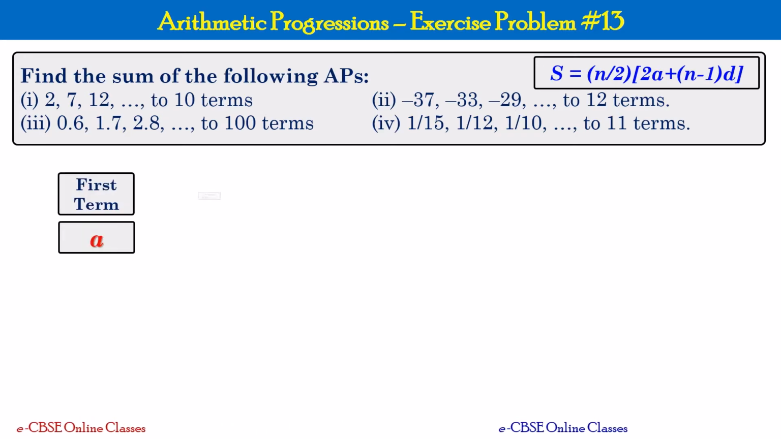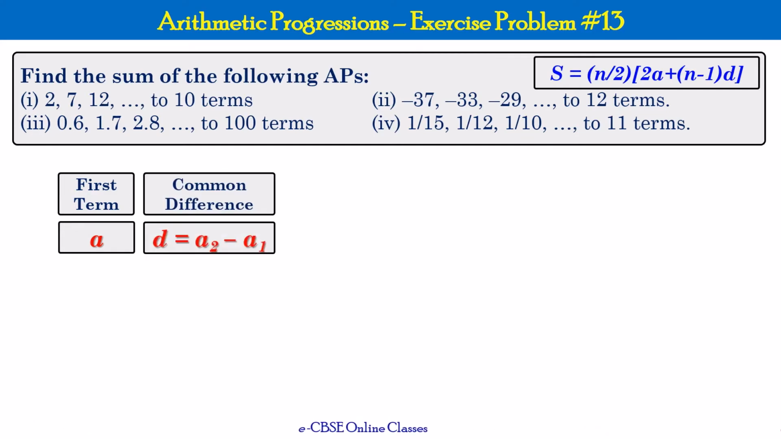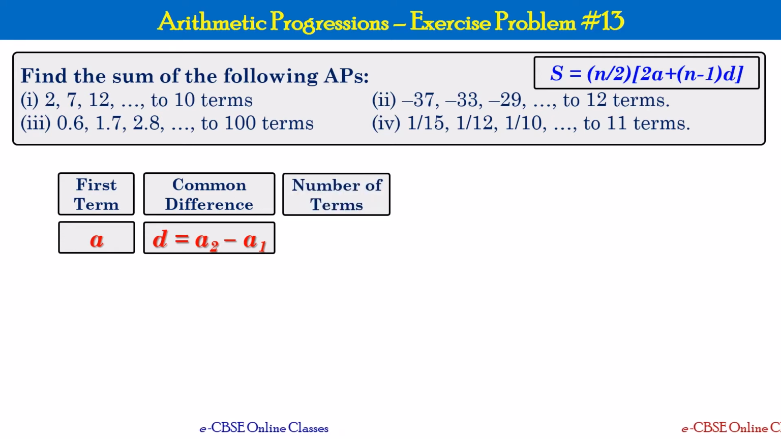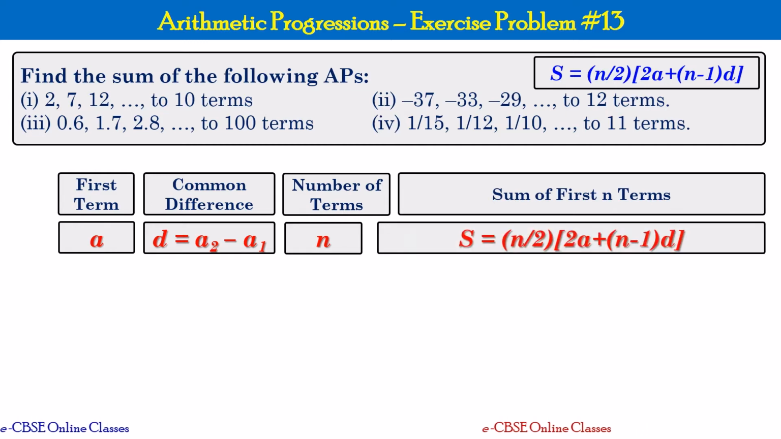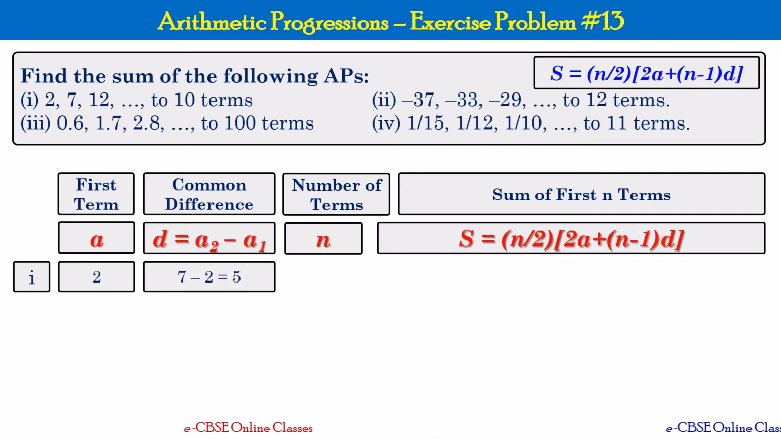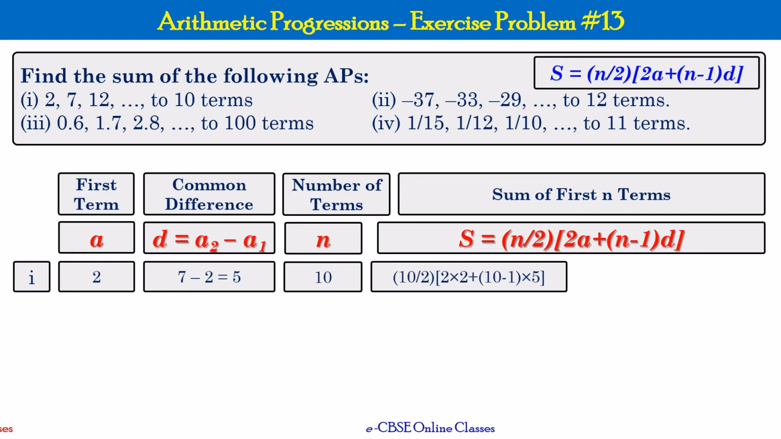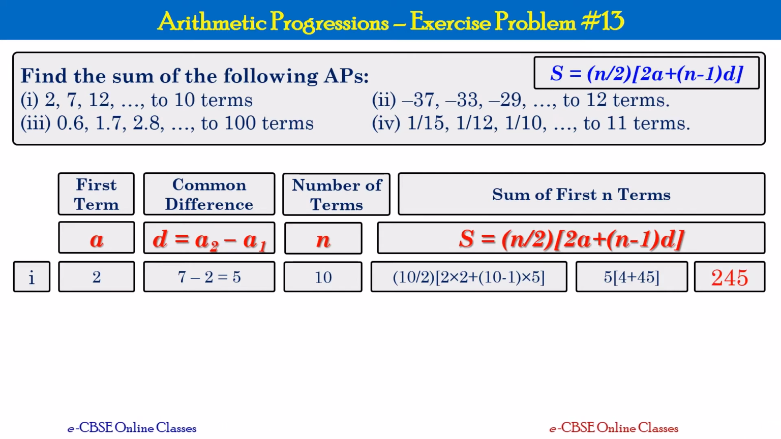First term a, common difference d. Here I am going to use the first two terms, so d is equal to a2 minus a1. Next is the number of terms, that is n, and the sum of the first n terms is given by the formula above. So the first problem, the first term is 2, so a is equal to 2. Common difference d is equal to 7 minus 2, that is 5. We are asked to find the sum of the first 10 terms, so n is equal to 10. Substituting all the values and simplifying, that is 5 times 4 plus 45. The value is coming out as 245.